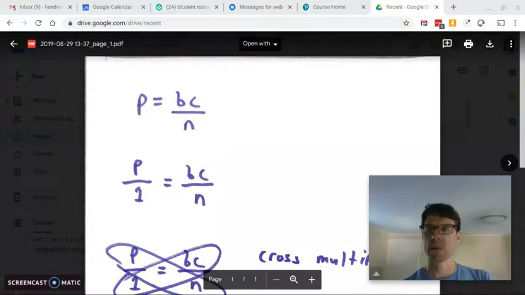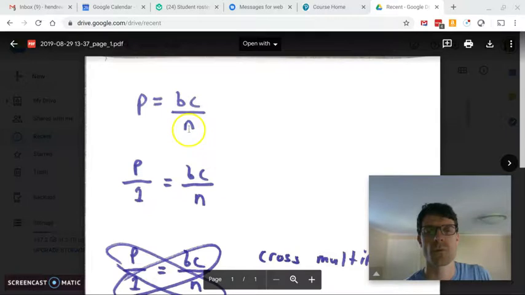Hey everybody, here's a quick question somebody sent me from one of the first homeworks. So you've got an equation, P is equal to BC over N, and the instructions are to solve the equation for N. The first thing I want to do is get N out of the denominator here.